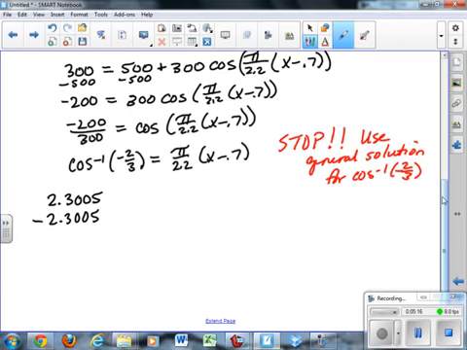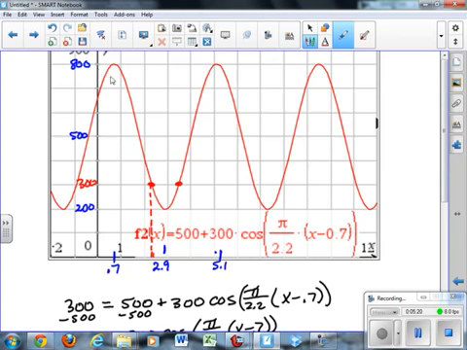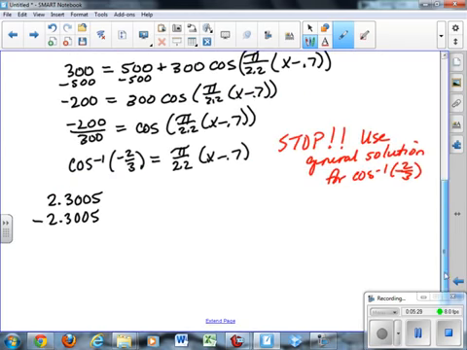Now you might be saying, wait a minute. This graph isn't symmetric about the y-axis. That negative 2.3 isn't going to give me the same spot on the graph. You're right, you're absolutely right. We're not done solving yet. So this part right in here, I also have to add plus 2 pi n, because if I kept adding 2 pi, I would keep getting additional angles.